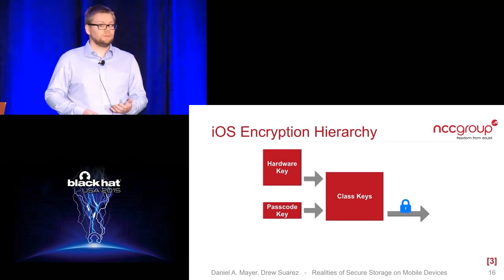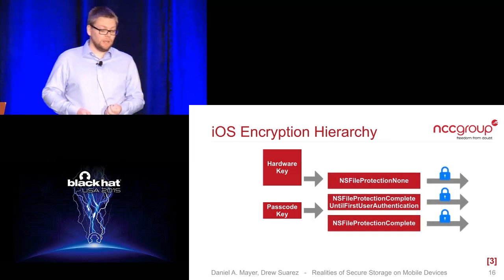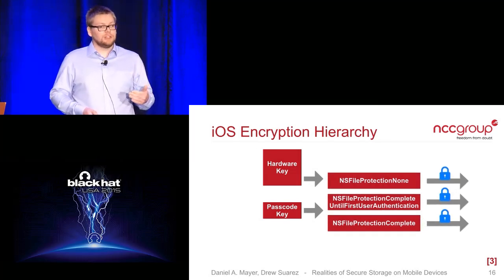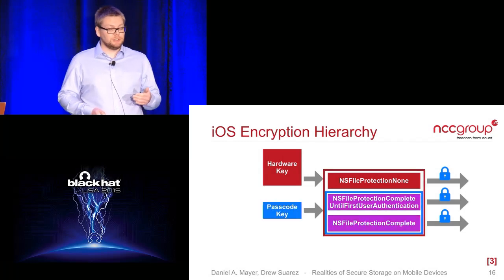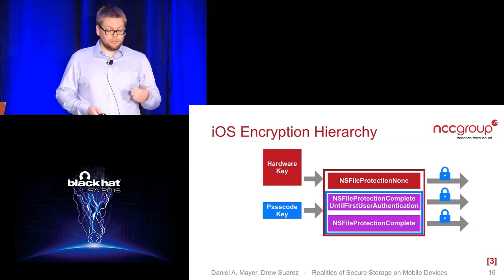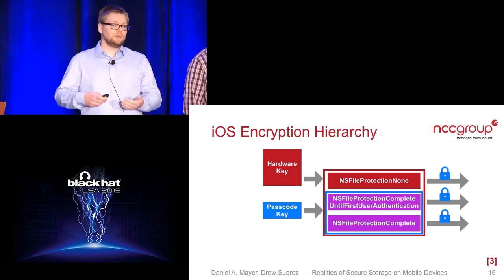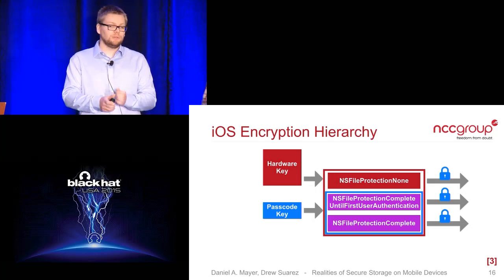The goal for this whole mechanism was to have more fine-grained control over your data. If we split these up, we have NSFileProtectionNone, which is only tied into the hardware key, and then we have the other two, which are also tied into the passcode. If you use the one called NSFileProtectionCompleteUntilFirstUserAuthentication, files will be protected from the time you turn on your device until the first time the user unlocks the device. And then it will be accessible from then on forth.